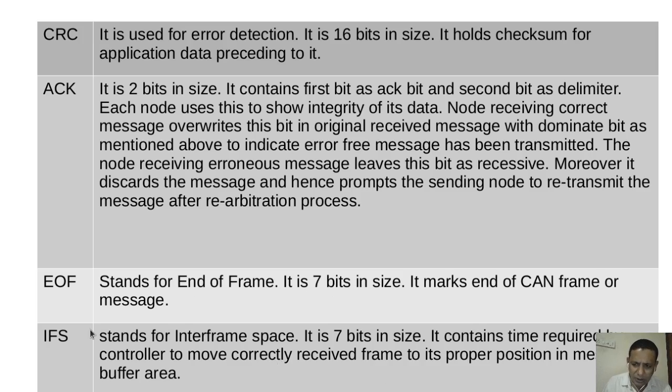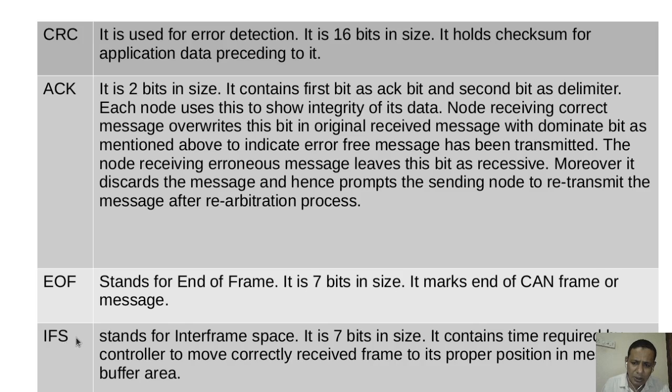And the next one is the IFS. IFS stands for interframe space. Between two frames there requires a space, and it is actually 7 bits in size, and it is similar to a buffer. That is, it contains the time required by the controller to move a correctly received frame to the proper position in the buffer area. That is actually similar to a guard band in our TV transmission. It is between frames.